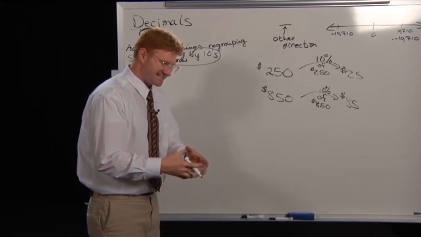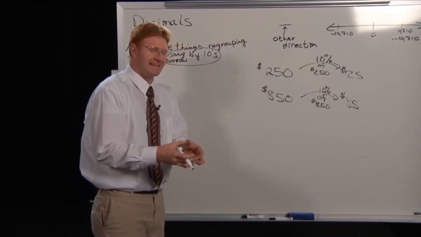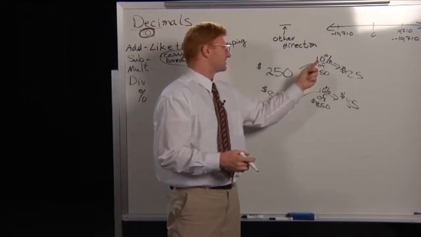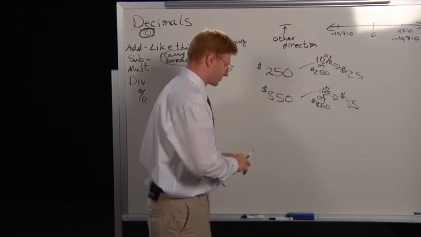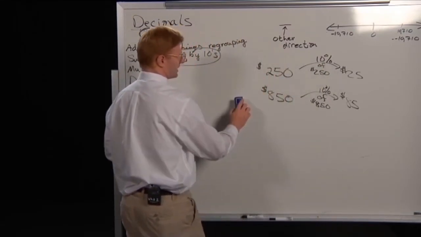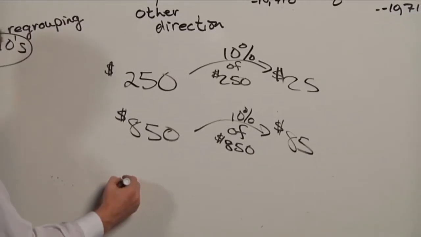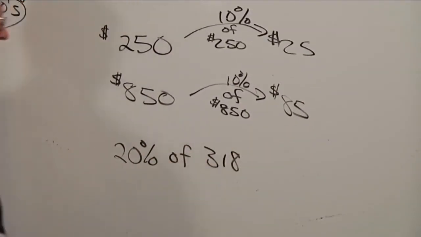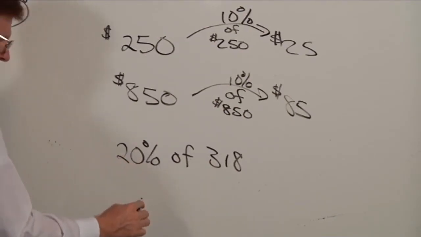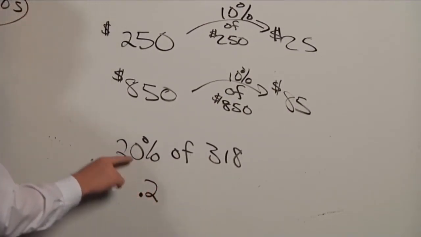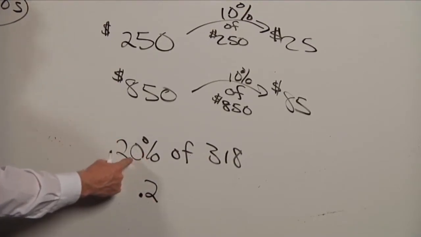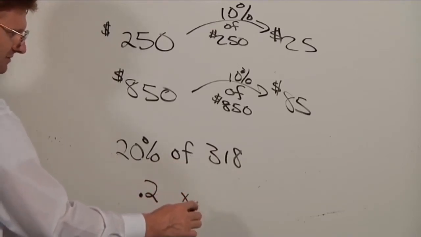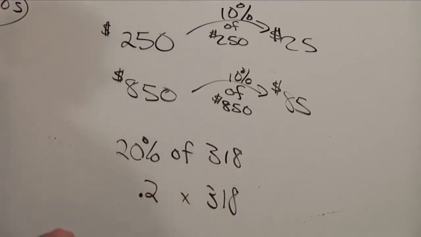So anytime a percent is given to you, it's not sufficient in and of itself. It doesn't tell you an amount. But what it does tell you is the portion of something, and that's what's crucial about that. So on percents, if we gave you something like 20% of 318, we're going to take 20%, which is 0.20. That's how you change a percent into a decimal. You're going to move the decimal back 2 places. So 0.2 of, this means times, and you have 318.